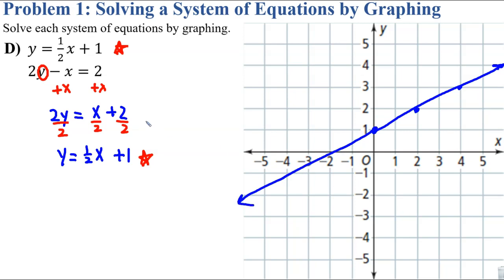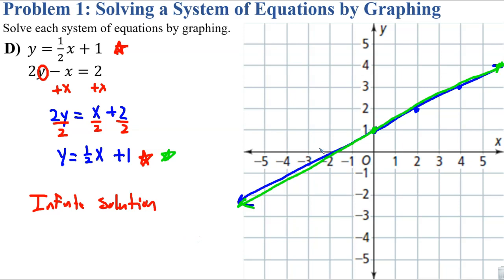And then when I graph my second equation, same thing. We have a y-intercept of 1, a slope of 1/2. So what I have here is the same line. So there are a lot of solutions. There's actually an infinite number of places where these lines cross because it's the same line. So what I'd say in this case is infinite solutions.